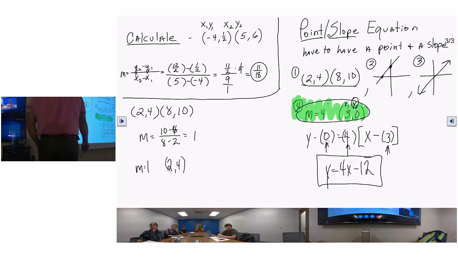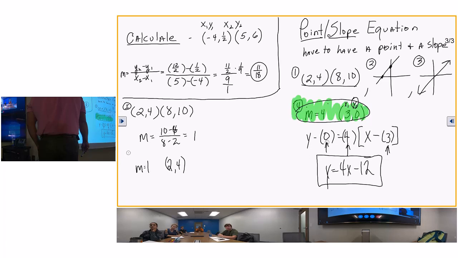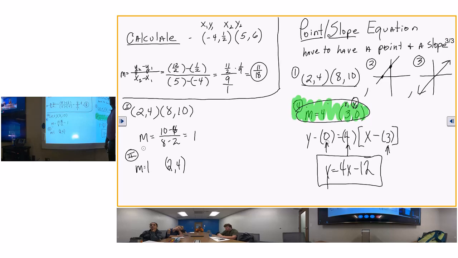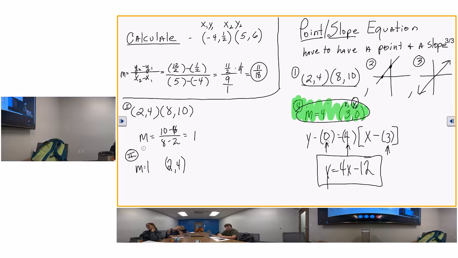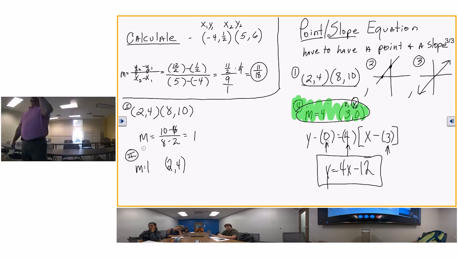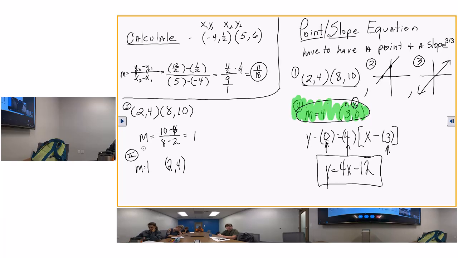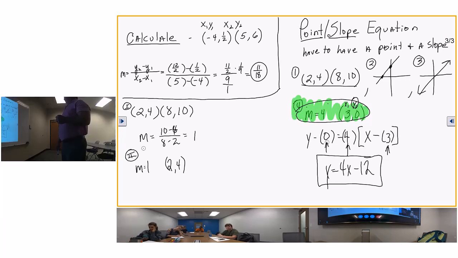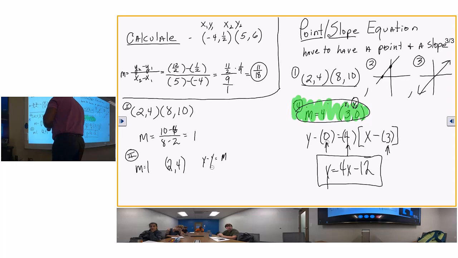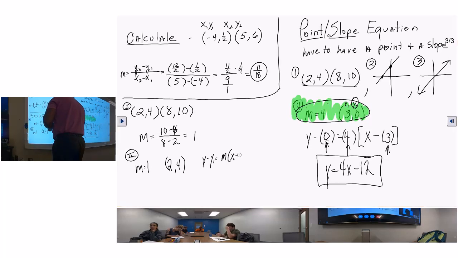So can anybody tell me why I picked 2 comma 4? Why didn't I pick 8 comma 10? I could have, but why didn't I? Numbers are smaller. Good. You always want to go with the easiest math. All right, so m is equal to 1, and you have a point of 2 and 4. So rewrite your y minus y sub 1 is equal to m times x minus x sub 1.